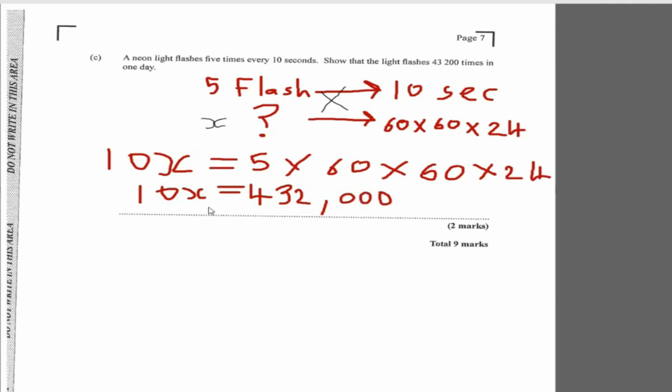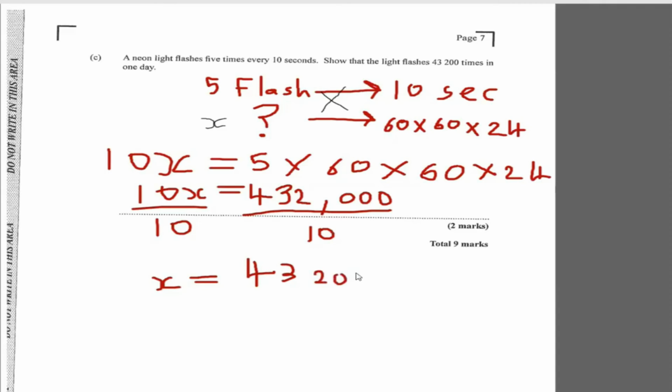So we divide both sides by 10 now, to get x, where x is the number of flashes in a day. When we divide both sides by 10, we get x is equal to 43,200 flashes for the day. So this is one way you could do this question.